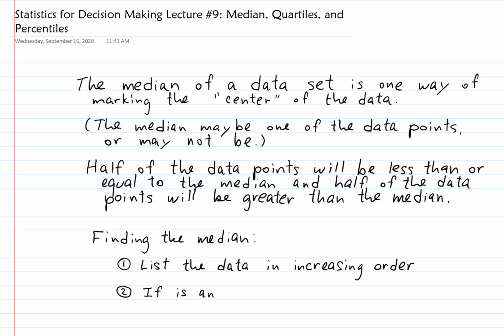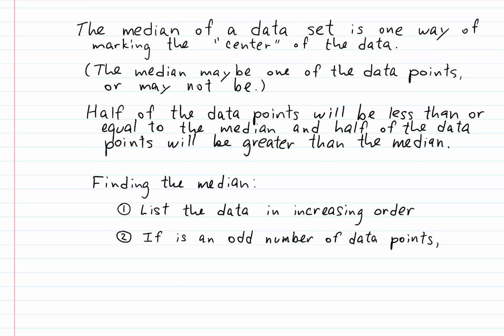Okay? All right, number 2. If there is an odd number of data points, in that case, that means that one of the data points will be right in the center, and that will be your median. If there's an odd number of data points, the one in the center is the median.